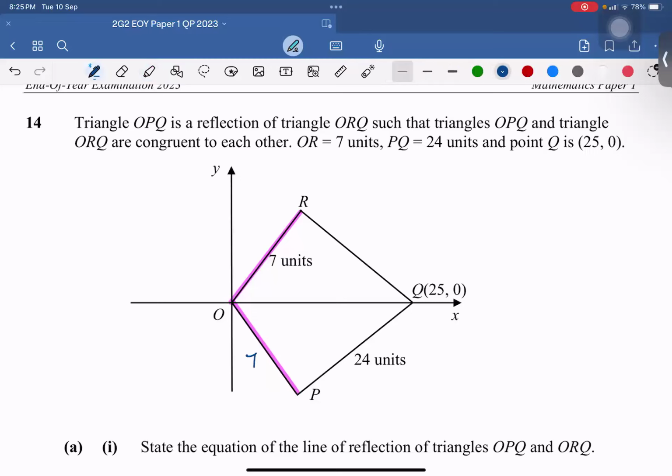7. Then this part over here is how much? 24, very good. So this one is also 24. And the point Q is at 25, 0. What does that tell you about the whole length here, from O to Q? The x coordinate here is 25, meaning from 0 to this position, what is the length, the green color one? 25. Correct. So the number here is 25.